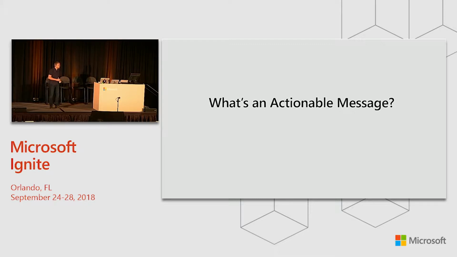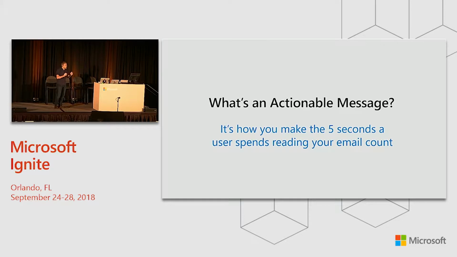However, I'm going to define it slightly differently. An actionable message is how you make the 5 seconds that a user spends on reading their average email count. We all get a ton of email, and most of the time, we spend only a few seconds reading them. That's not me saying it. It's statistics floating around on the web. To be honest, I'm not sure how precise that number is. It might be a little more. I don't think it's less. But the fact is that there's very little time to make an email actually matter.